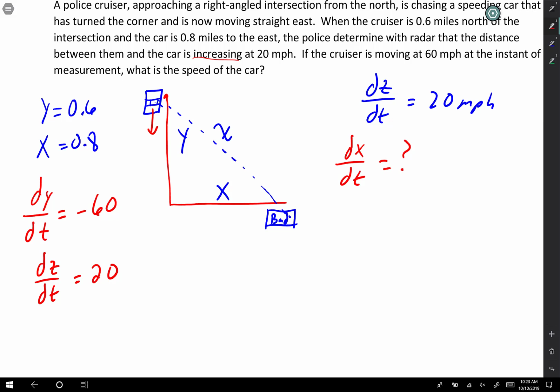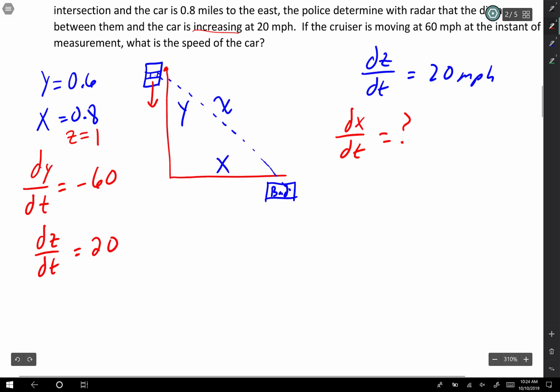Before I get started, if x is 0.8 and y is 0.6, what is z? Pythagorean theorem. 0.6 is 0.36 when I square it. 0.8 is 0.64 when I square it. 64 and 36 add up to 100, so I know that 0.64 plus 0.36 adds up to 1. Is everyone okay with how I got z equal to 1? Okay. Again, Pythagorean theorem is what relates all of them together.